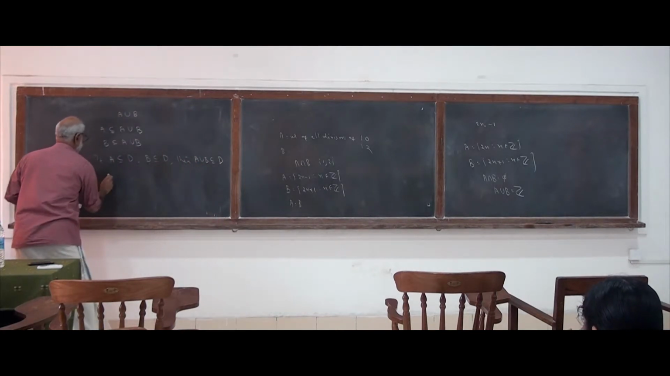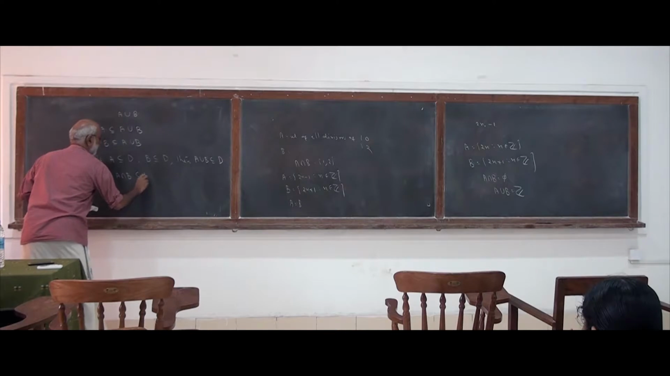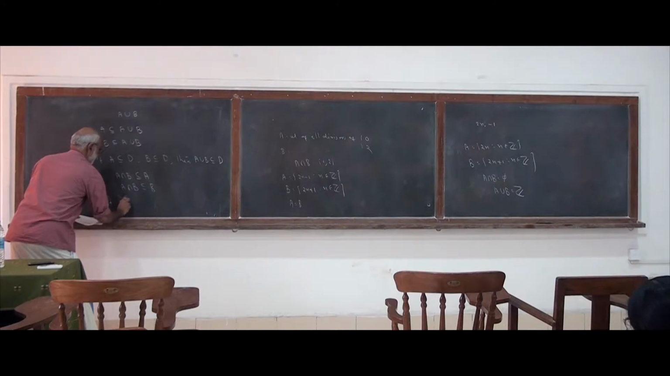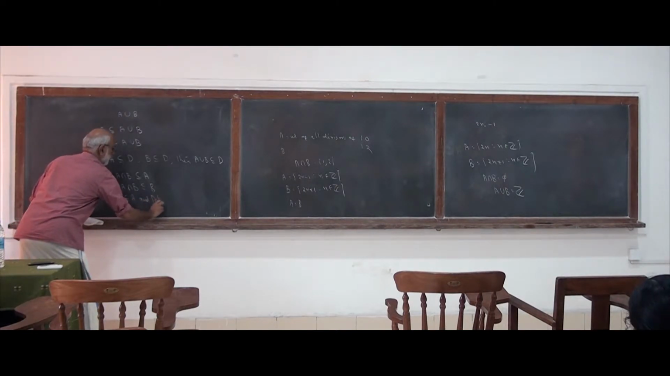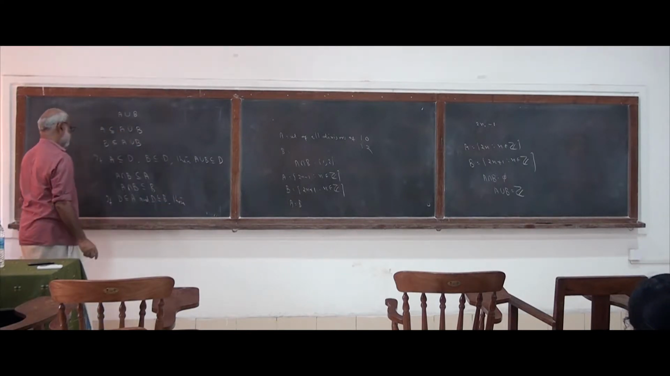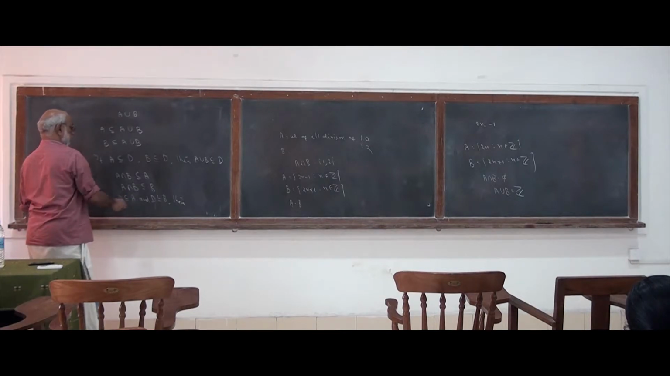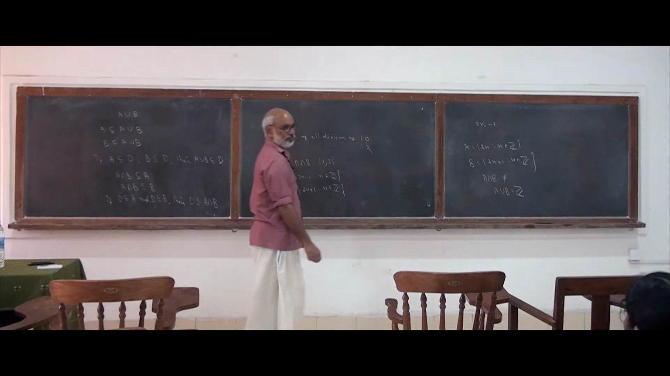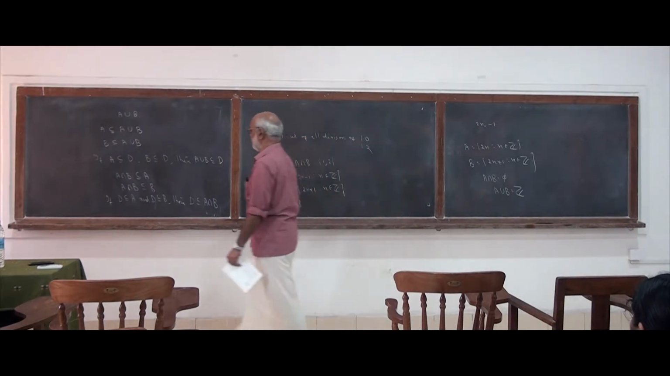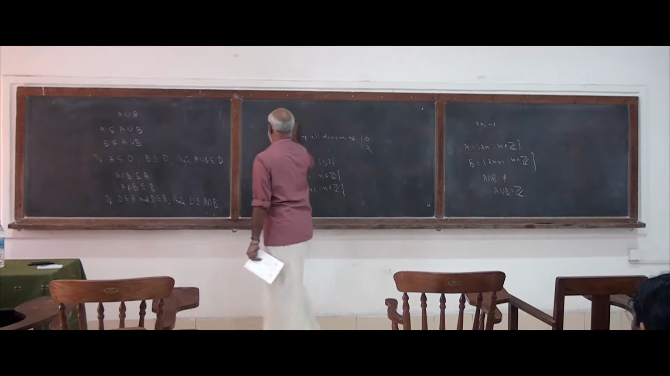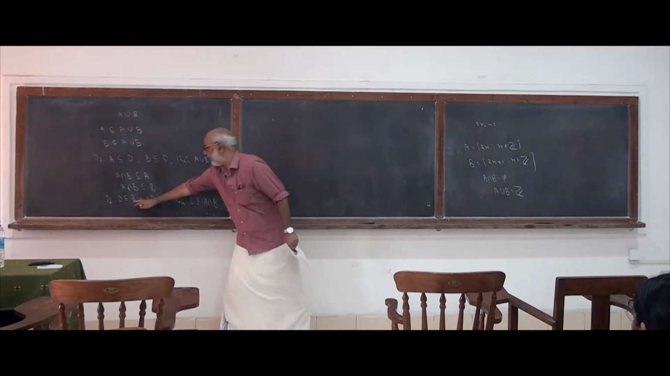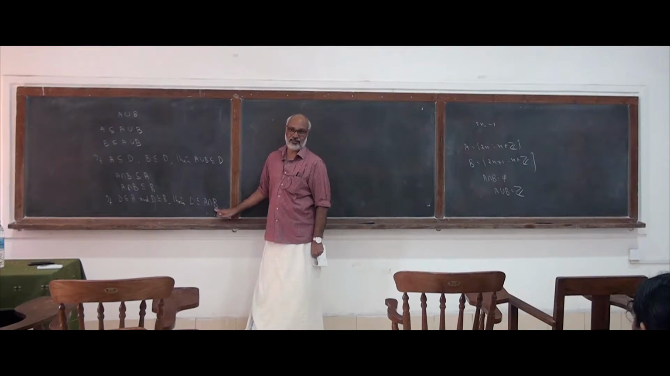In a similar fashion, we can prove that A intersection B is contained in A and A intersection B is contained in B, and if a set D is contained in A and contained in B, then D is contained in A intersection B. Because if you take an element x of D, it is in A and it is in B, therefore it is in A intersection B. So D is contained.